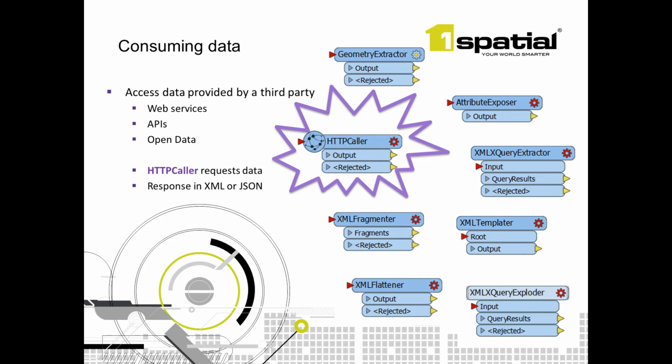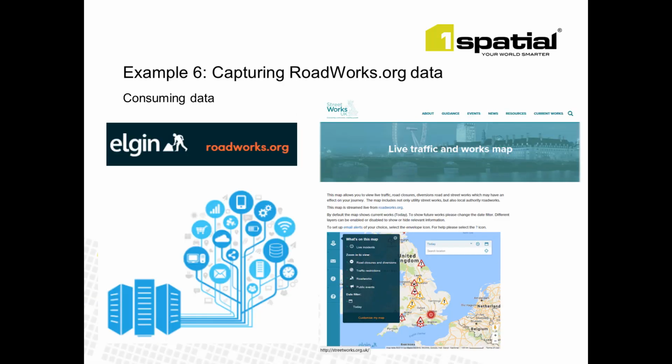And the data we get back is typically in XML or JSON. So then we have transformers to help us manipulate that data too. So here's an example, consuming data from the roadworks.org open data site.